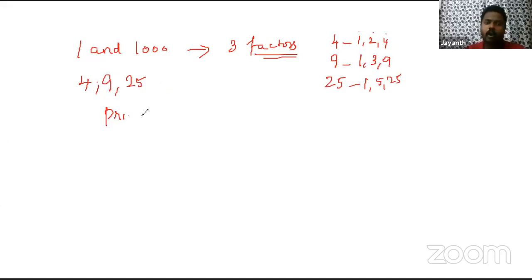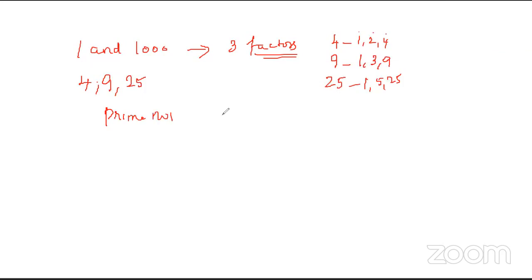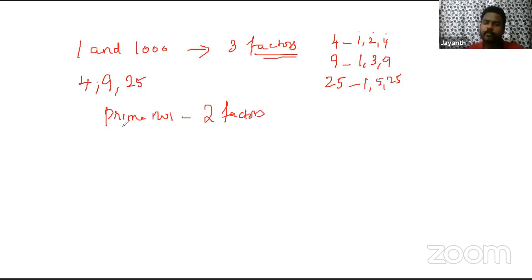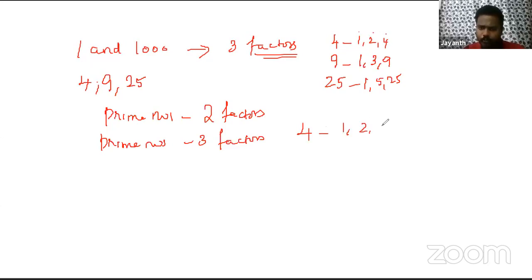You got the point. All prime numbers have 2 factors, but all prime number squares will have 3 factors. Why 3 factors? Listen here. If you take 4, 1, 2, 4, you can make it as 1 fours or 4. But 2 into 2 alone makes 4. 2 twos are 4, but if you take 2 two times, it comes under repetition. So if you want to get a pair, you have to multiply with the same number. So it will have only 3 factors.